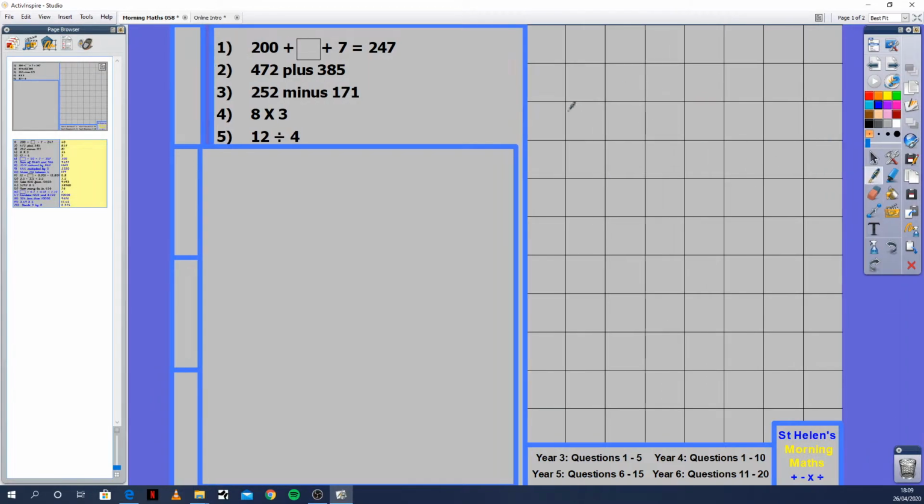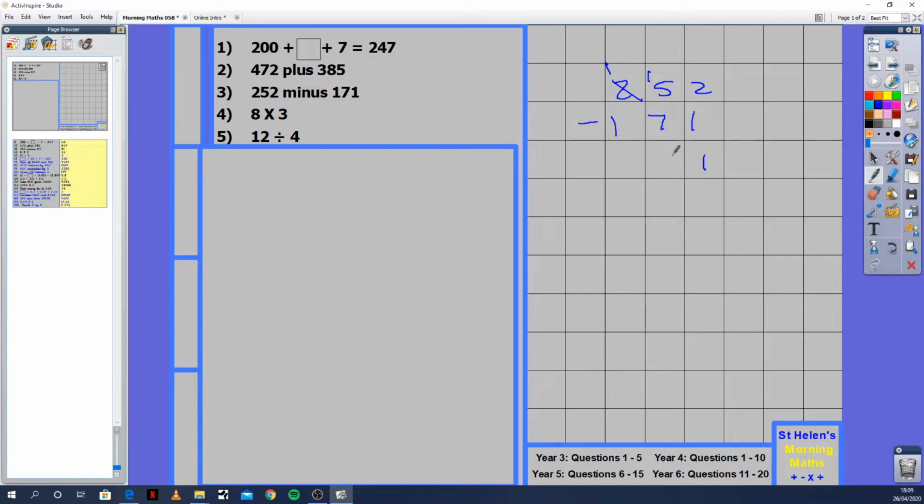Okay, next question. 252 minus 171. Minus means take away, means subtract. And the column method is going to be absolutely fine. 2 minus 1 is 1. 5 minus 7. I have 5 sweets, and someone wants to take 7 from me. Can't do it. Sorry, I can't do that. I'm going to have to borrow from next door. I'm going to knock on next door. So you're going to take one from there, please? And now I've got 15.